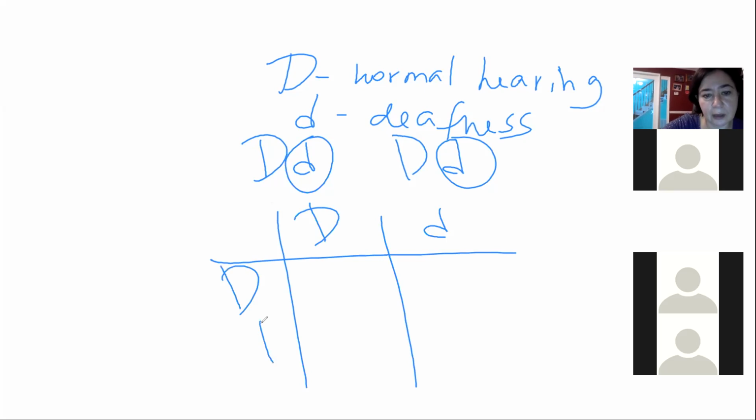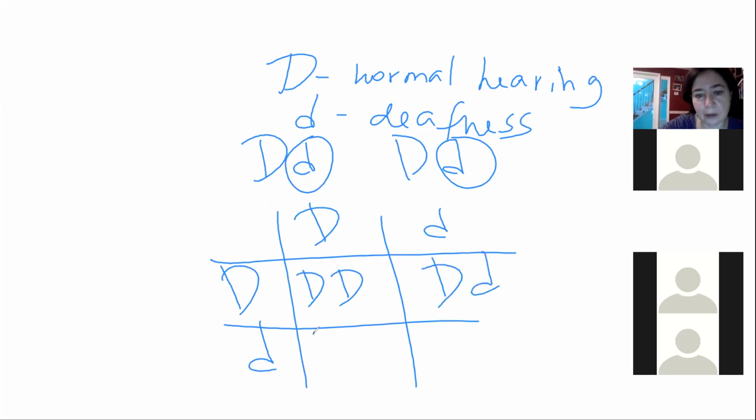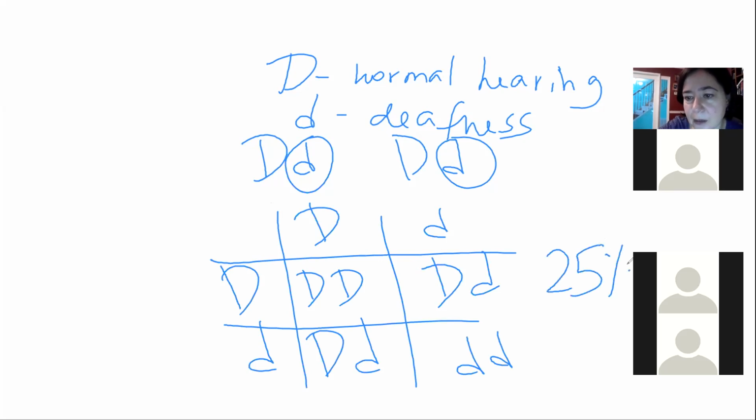Father can give one of the alleles and mother can give one of the alleles, right? No deafness, carrier, right? So you can see, 3, 2, 1. And the probability is 25%, right? That the child will be deaf. And my question to you: is it a high probability, 25%? Is it, in your opinion?